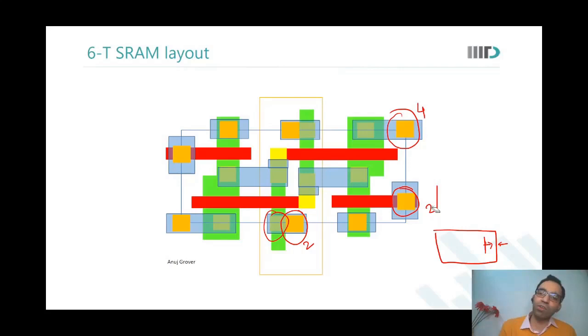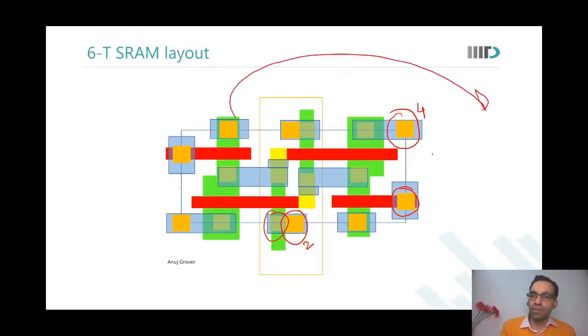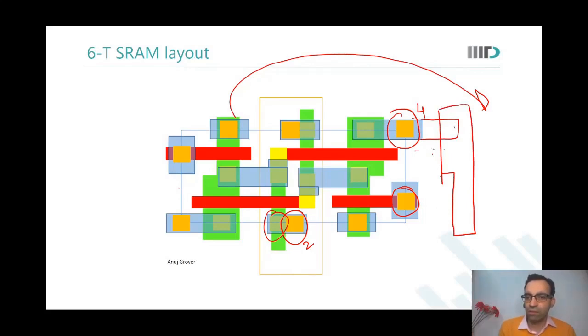But when I'm saying it is the same cell that will repeat next, I cannot really place this cell exactly translated over here. I will have to mirror it such that this is how my design will appear. This will be metal 1. There will be a poly over here. This poly would extend like this.